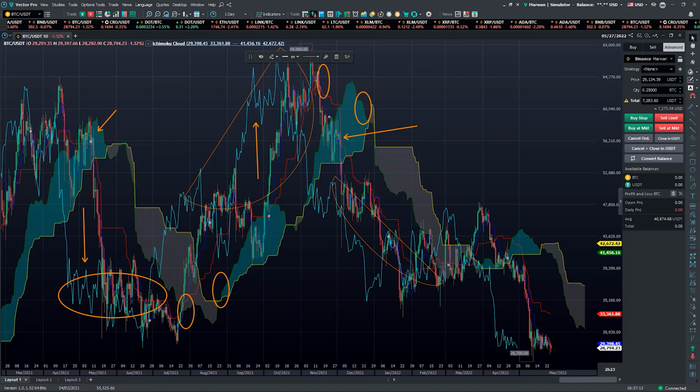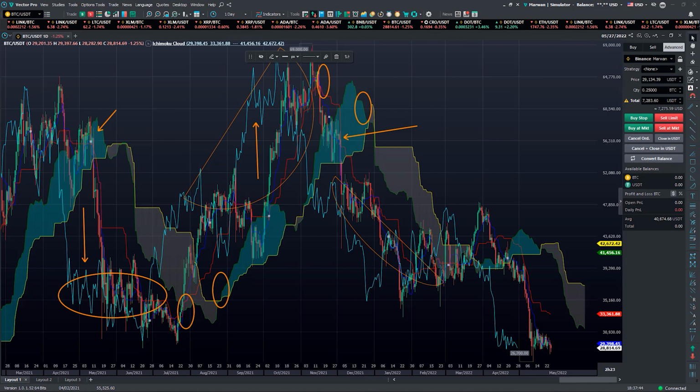And voila! The Ichimoku Cloud is just one of the handful of indicators you can customize on the Vector platform.